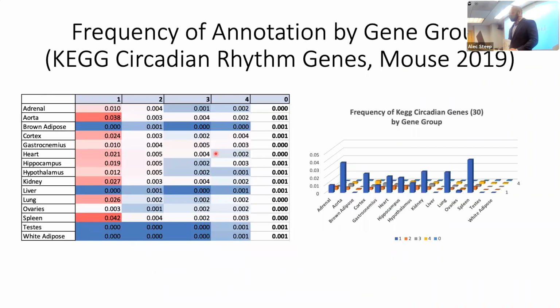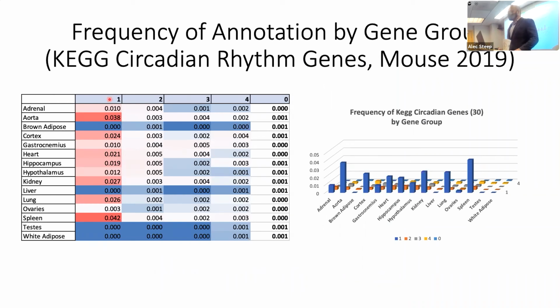So then we wanted to flip this on its head. Now we want to take the KEGG genes from mouse that are specific to circadian rhythm. There were about 30 of them, and we wanted to ask, okay, well, where do they fit in these different groups?